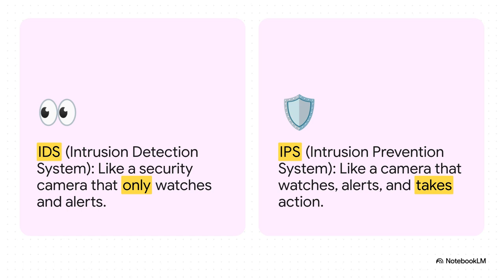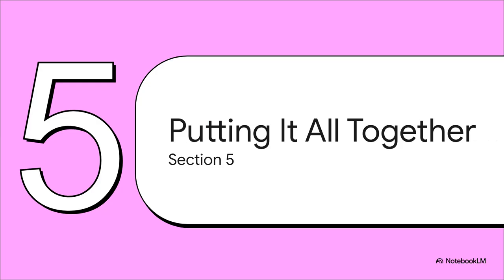Now you can actually beef up that security even more. A basic security setup might just be an intrusion detection system, an IDS. Think of that like a security camera that can only watch and then send you an alert if it sees something bad. You know, it tells you about the problem, but it can't actually stop it. The upgrade is an intrusion prevention system, or IPS. This is the smart security guard. It not only spots the bad guy, but it can automatically take action, like blocking the attack and locking all the digital doors.